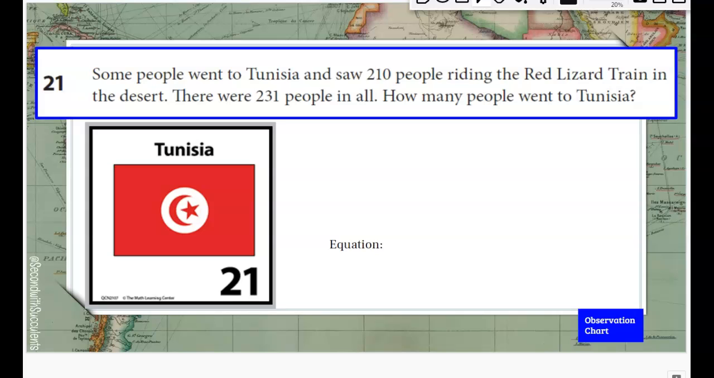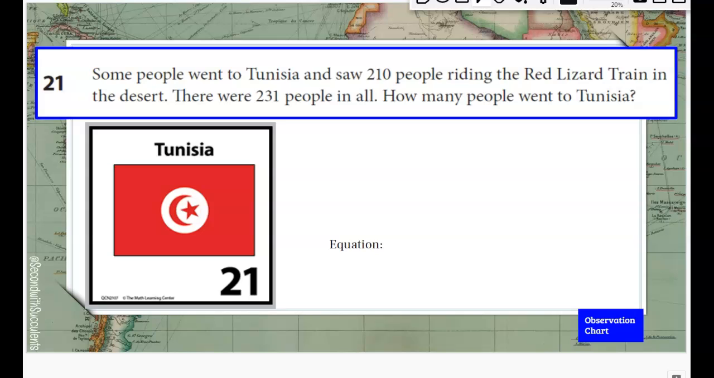Some people went to Tunisia and saw 210 people riding the red lizard train in the desert. There were 231 people in all. How many people went to Tunisia?